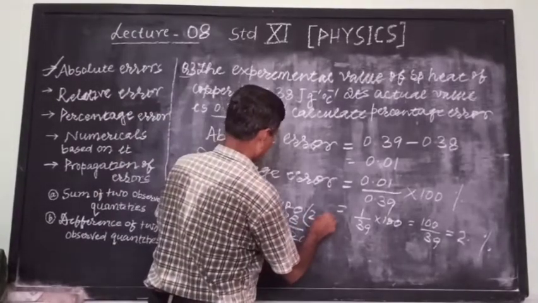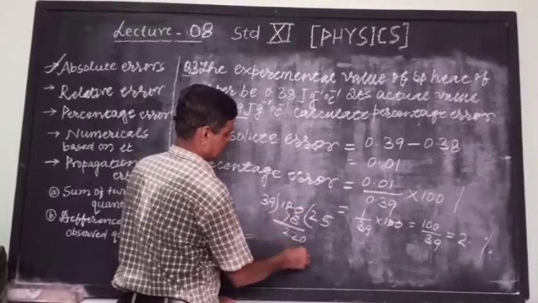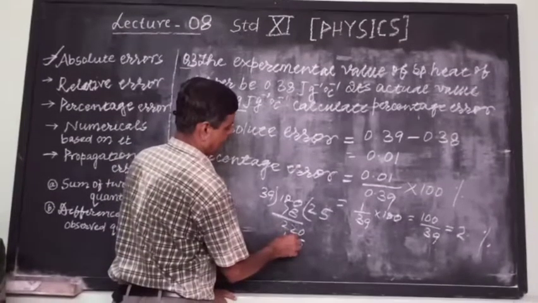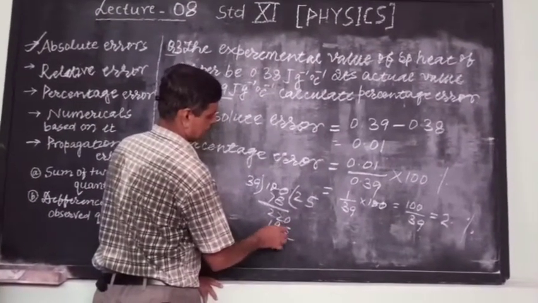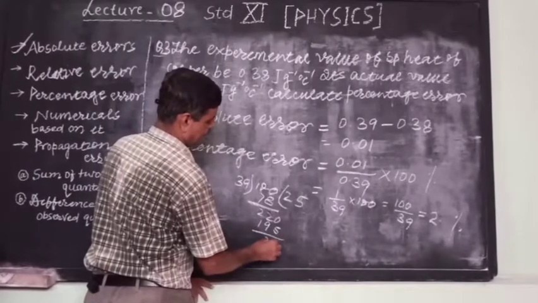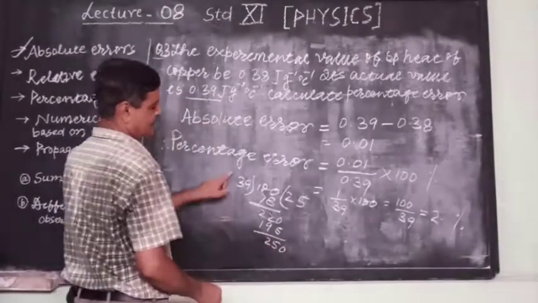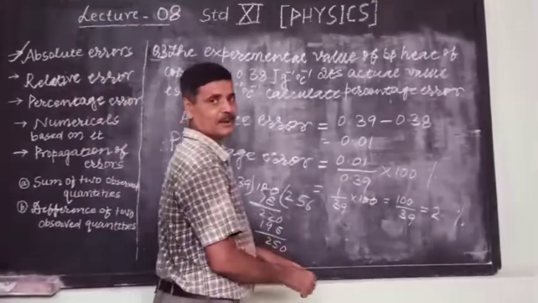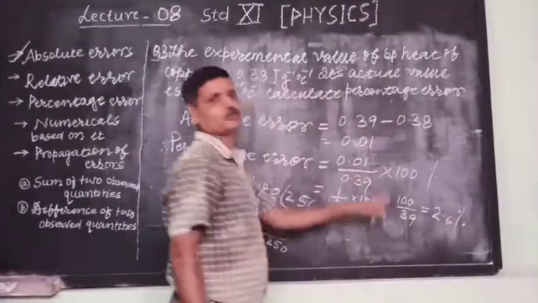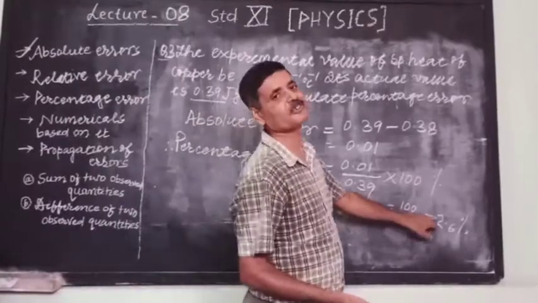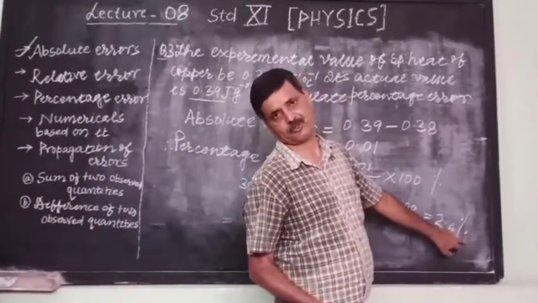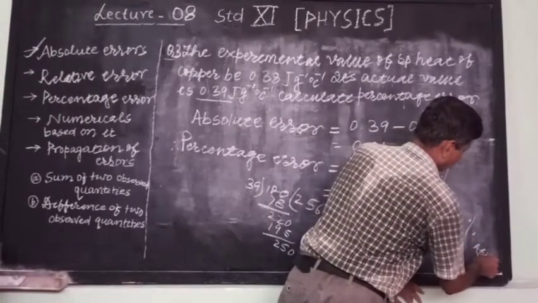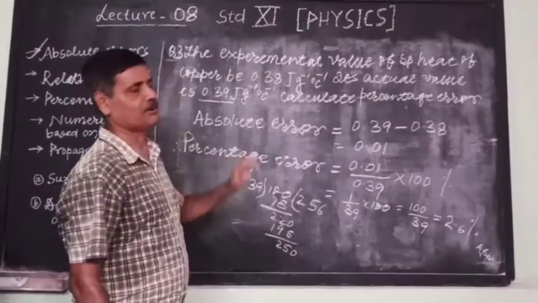5 times 9 is 45. 3 times 5 is 15 plus 4, 195, remaining 25, 0. Approximately it will be. So we will write 2.6%. 2.6% approx. Okay, approx. This is the value of percentage error.